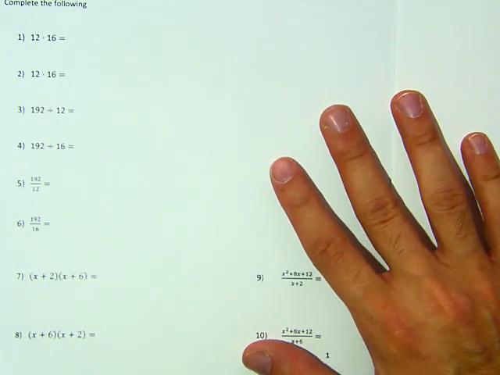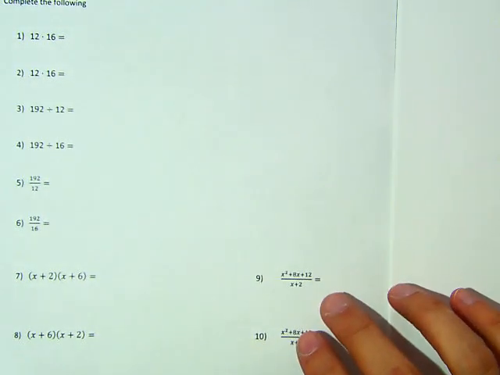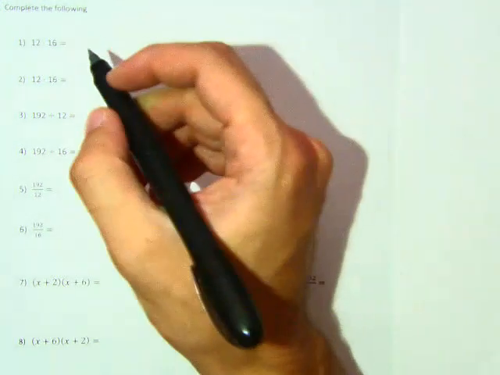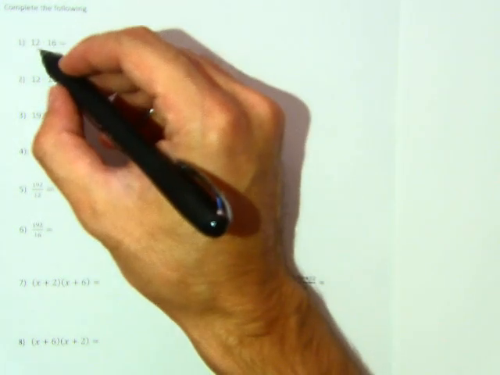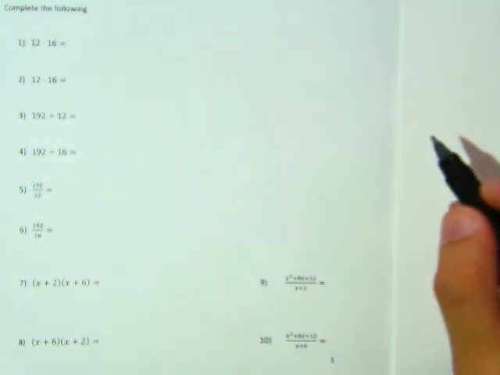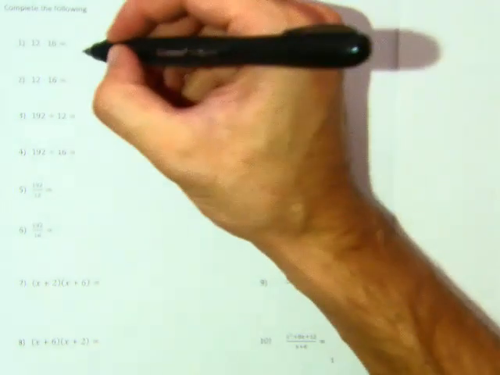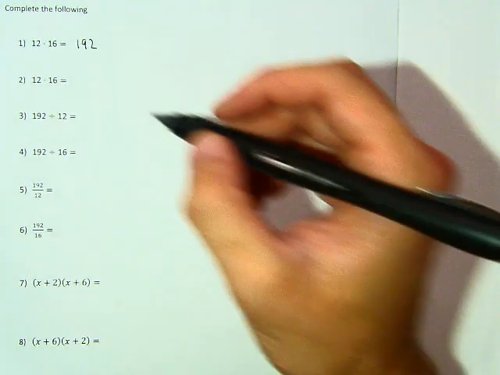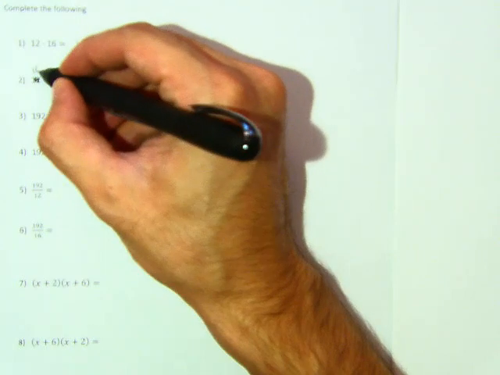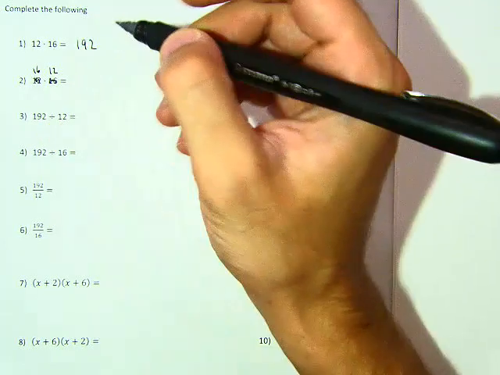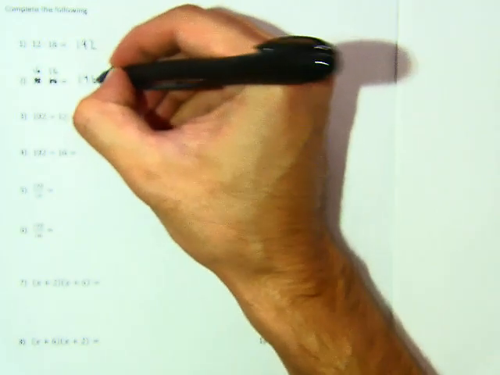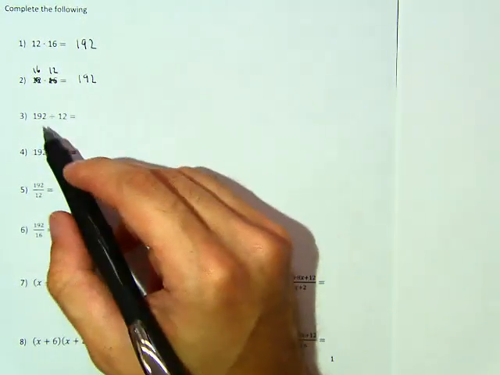Okay, let me fix the camera angle. Let me fix the focus. All right, so let's do the first one. It just simply says what is 12 times 16? This should be 192, okay? What about the next one? This one should say 16 times 12, but that doesn't make a difference. That's still 192.